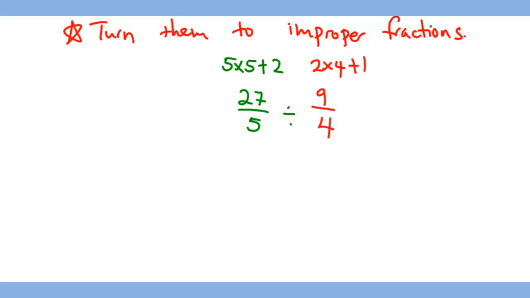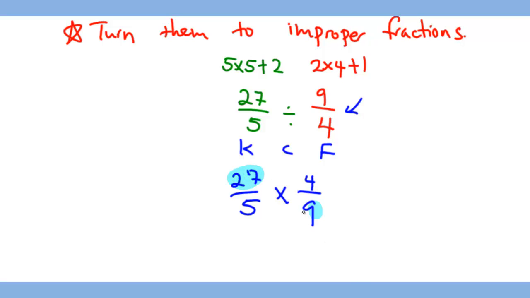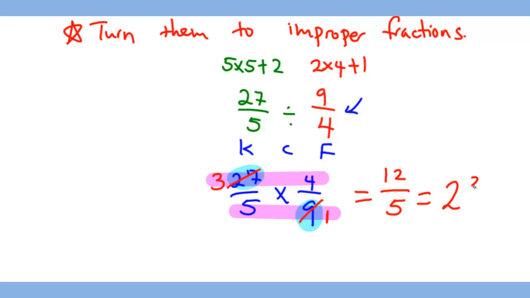Now if you want, you can continue turning them into the same denominators and then dividing the numerator by the numerator and the denominator by the denominator, or we can use the KCF algorithm, which is keeping the 27/5 the same, turning the division into multiplication, and then flipping, or the reciprocal of 9/4 is 4/9. Now I noticed that the 27 and 9 can be simplified, so I'll divide both by 9 to give me 1 right here, and 27 divided by 9 gives us 3. Now if you multiply the numerator by numerator and the denominator by denominator, you will get 12/5.